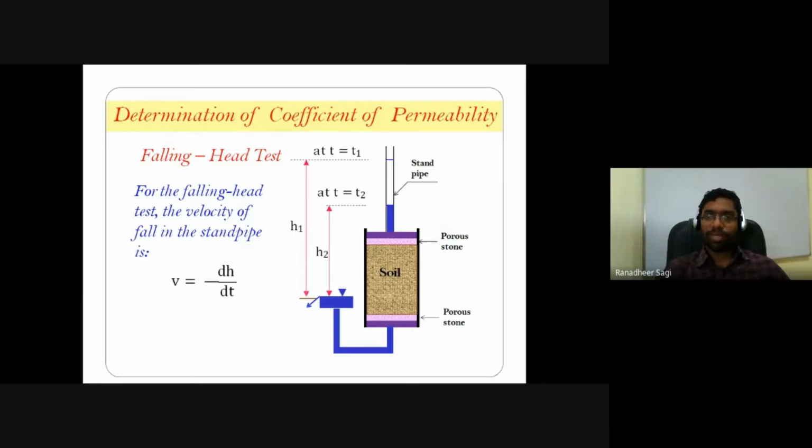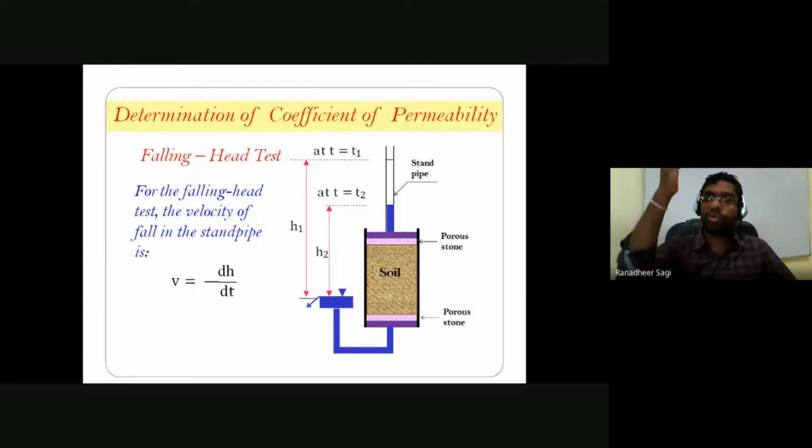This is the test setup. More or less the test setup looks the same, but instead of having a continuous water supply from the top with a large diameter pipe, we are going to have a smaller diameter standpipe, which we have here. Initially, let's say at time t equal to t1, the water level in that standpipe is still here. The downstream water level is somewhere till here. And with increase in time, the water level in the standpipe started coming down, because in this test we are allowing the water level to fall.